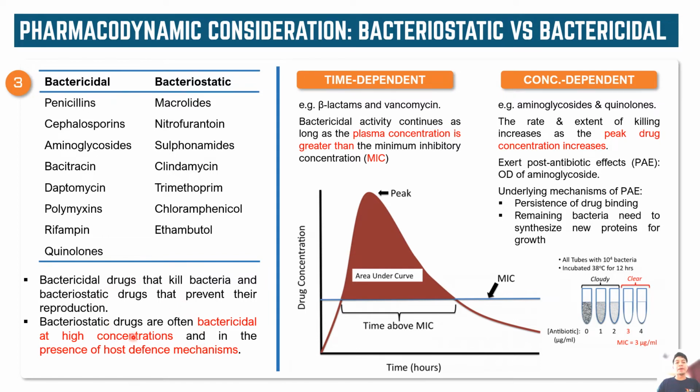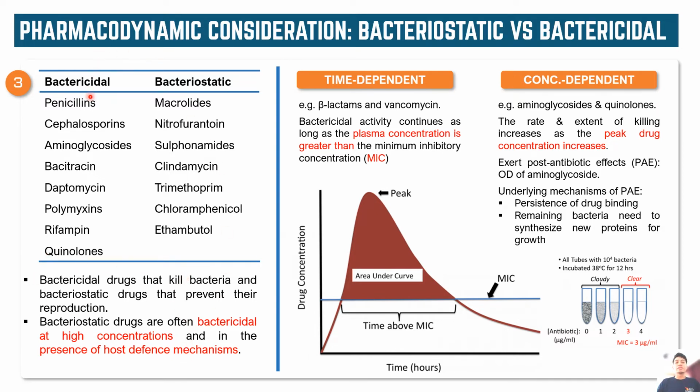infected patient's defense mechanism. If the local or systemic host defense is impaired, then a bactericidal agent should be selected over a bacteriostatic one. And not only that, a bactericidal agent should also be preferred, especially for the treatment of endocarditis and any other endovascular infections such as meningitis and infections in neutropenic cancer patients.